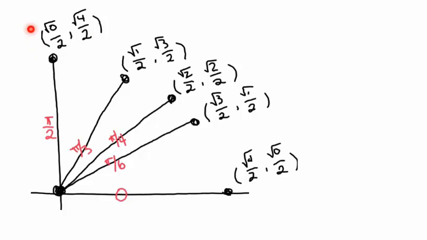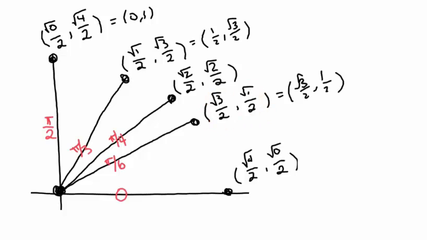For example, this point up here, when simplified, is going to give us 0. The square root of 4 is 2, so here we'll get 2 over 2, and that's going to simplify to 1. So this point up here actually simplifies to (0, 1). This point here is going to simplify to (1/2, root 3 over 2). This point here doesn't simplify. This point simplifies to (root 3 over 2, 1/2). And then our final point down here will simplify to (1, 0).